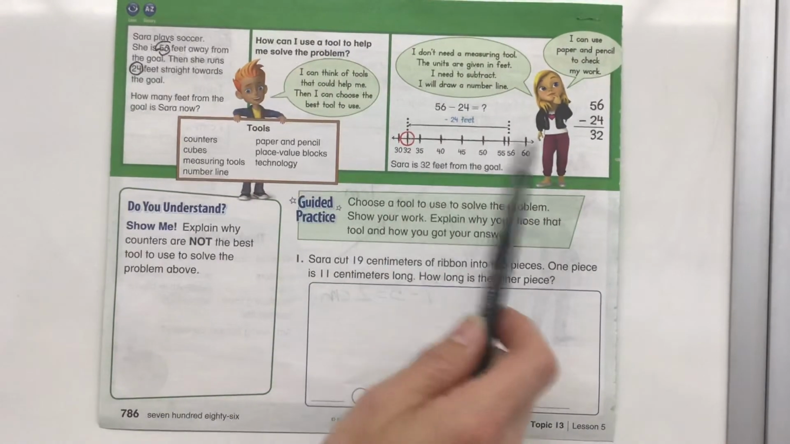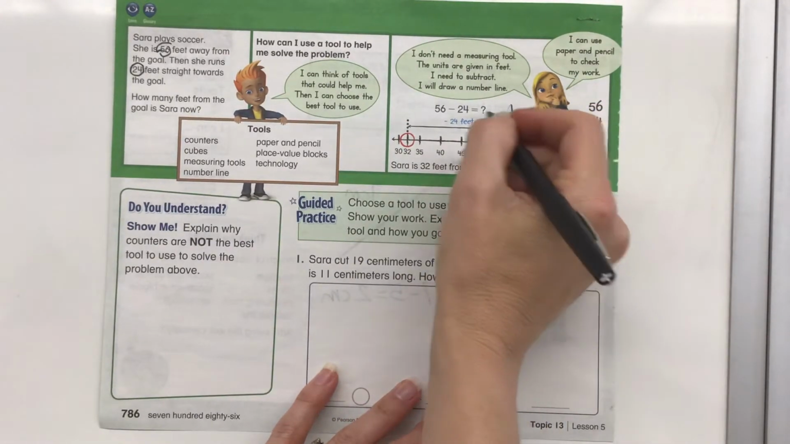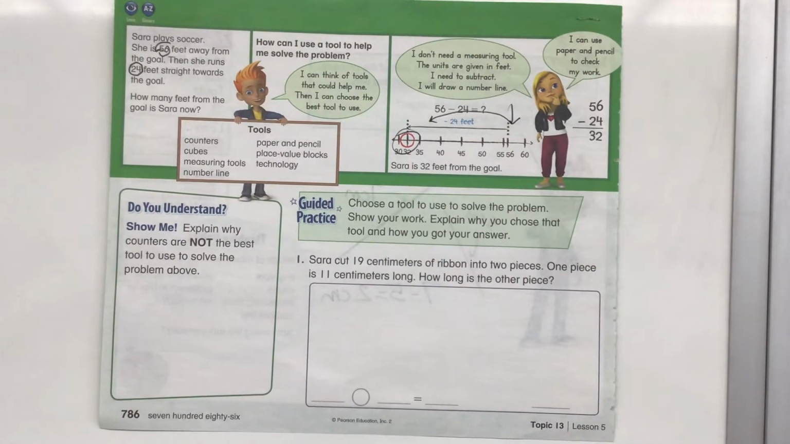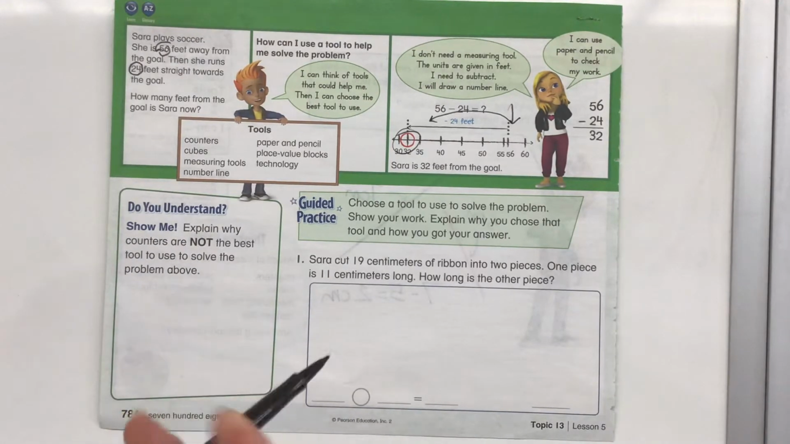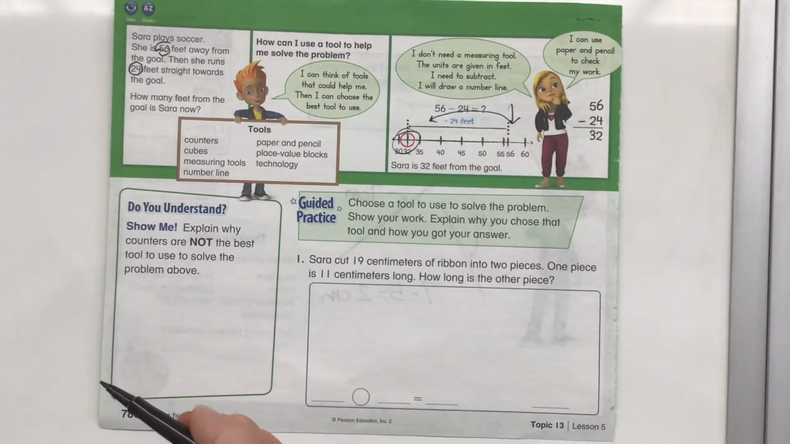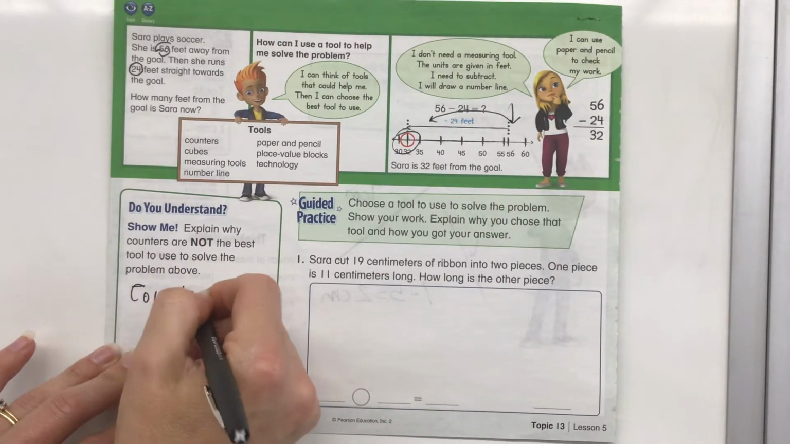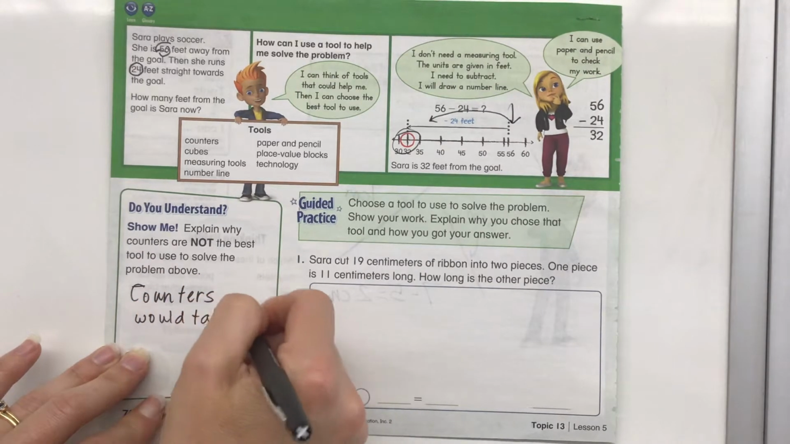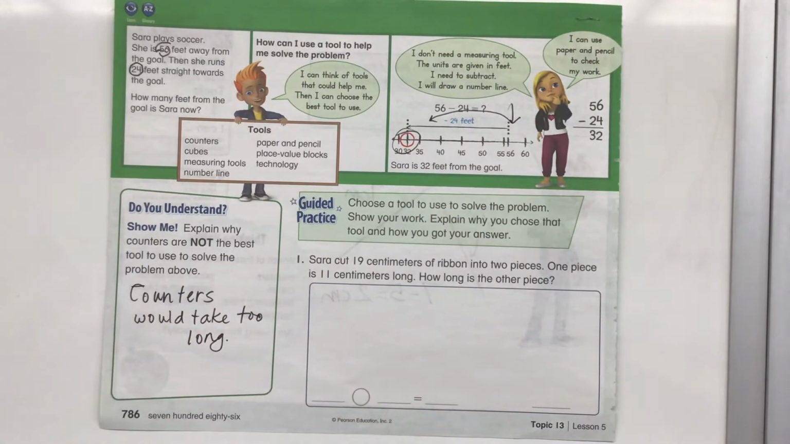So what we're gonna do is, this one they're having us use a number line. So she was right here at 56 feet. She ran 24 feet, and now she's at 32 feet. So it says on the do you understand show me, explain why counters are not the best tool to use to solve the problem above. Well, counters would take forever to go through and to move. So I would say counters would take too long.